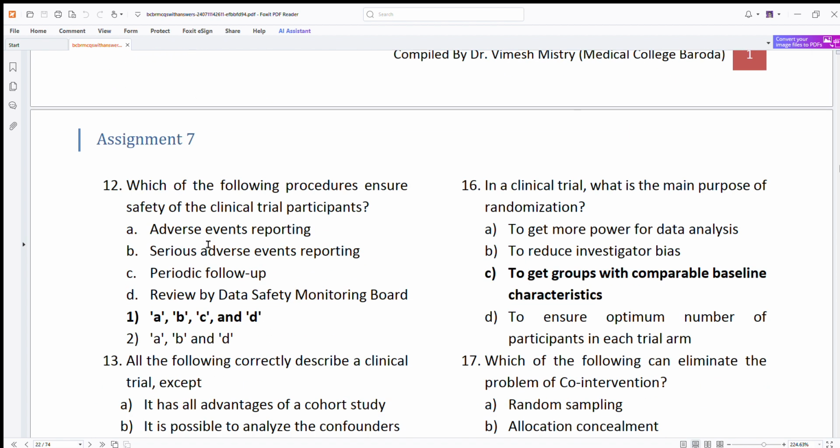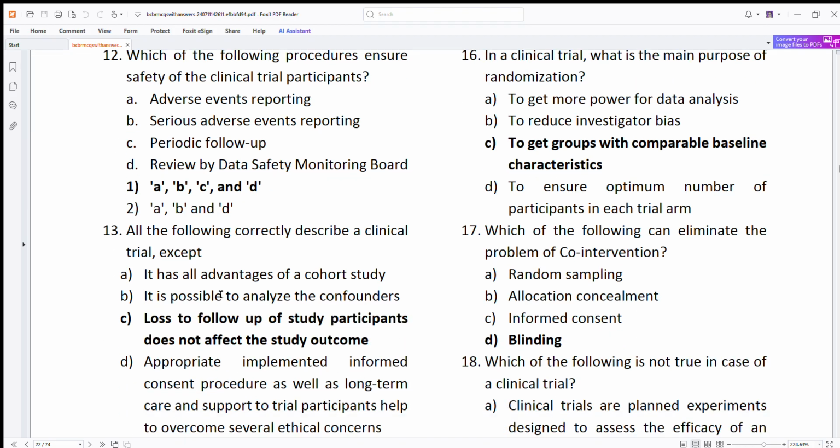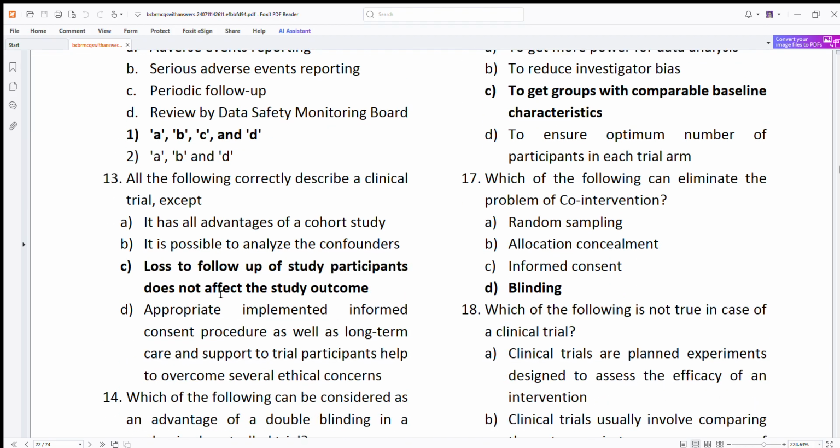Then which of the following ensure safety of the clinical trial participants? All of them. Correct. All of the following are correctly describable except: loss to follow up does not affect. Yes, it does. It definitely does. Yeah, this is correct. Advantages: you can analyze confounders also.